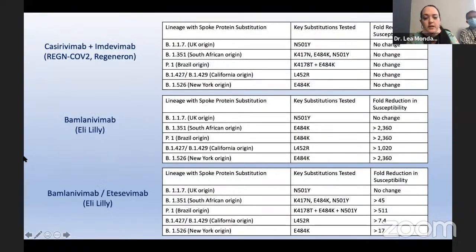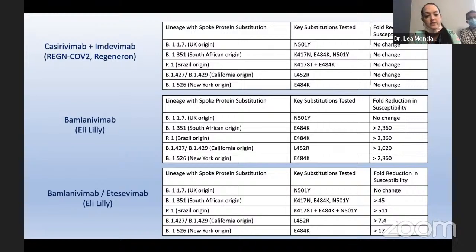Now, variants are interesting. This is data derived from some of the EUAs where they've tested in vitro different variants to the different monoclonal antibodies. So India is fortunate in that the combination that they're getting in RAINCOV-2 by Regeneron isn't affected by any of the known variants that are currently circulating in the US. Now, BAM alone is affected and has reduction in susceptibility to all of the variants outside of the UK variant. The BAM etesevimab combo also has reduction in the non-UK variants as well, although it's not as severe a reduction in efficacy as the BAM alone that we see.